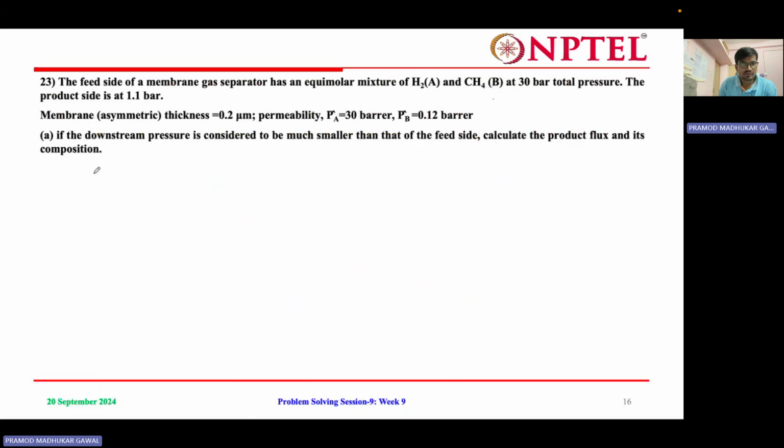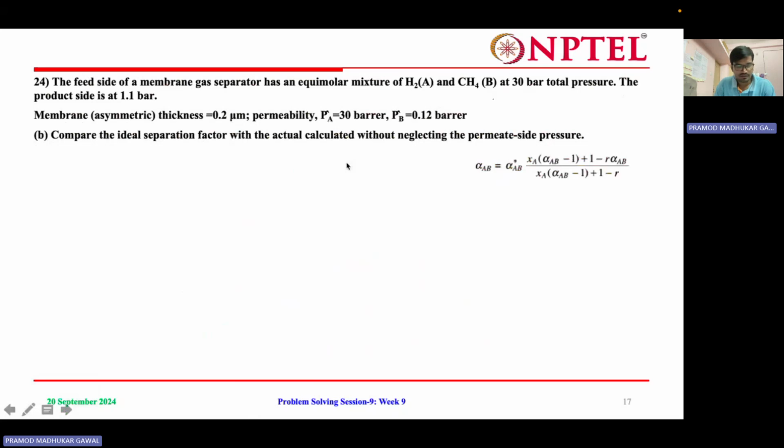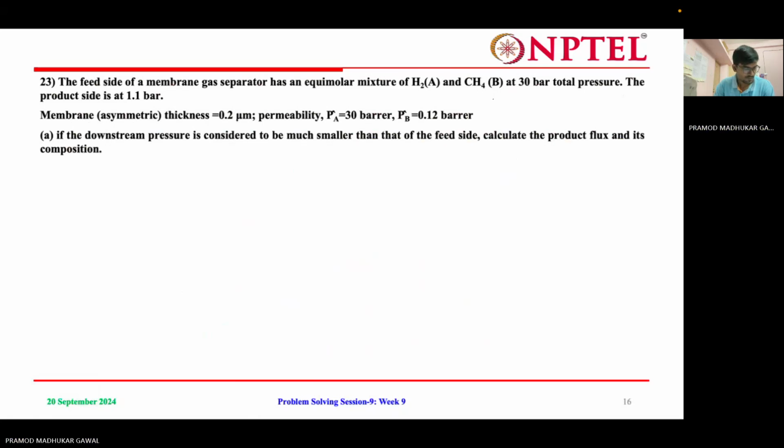The product side is 1.15. The membrane asymmetric thickness is 0.2 micrometers. Permeability PA is 30 barrer and PB is 0.12 barrer. So here we have to calculate the first one: if the downstream pressure is considered to be much smaller than that of the feed side, calculate the product flux and its composition. In the second part, compare the ideal separation factor with the actual one calculated without neglecting the permeate side pressures.